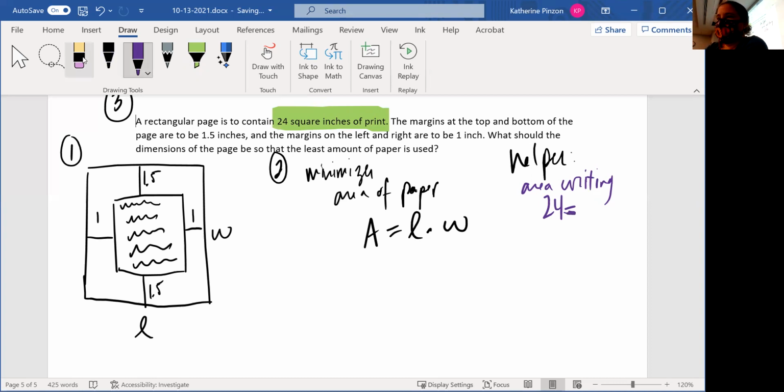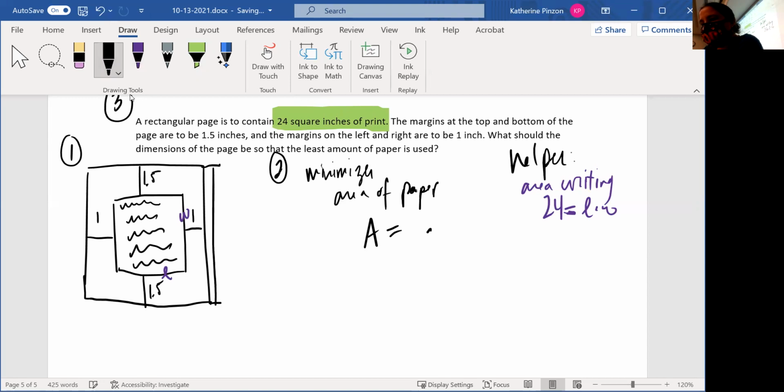Okay, here's what I'm going to do. I'm going to call this L and this W. So then here, I'm going to say L times W. What's the area of my paper now? If in here, this is W, how big is it from here to here?